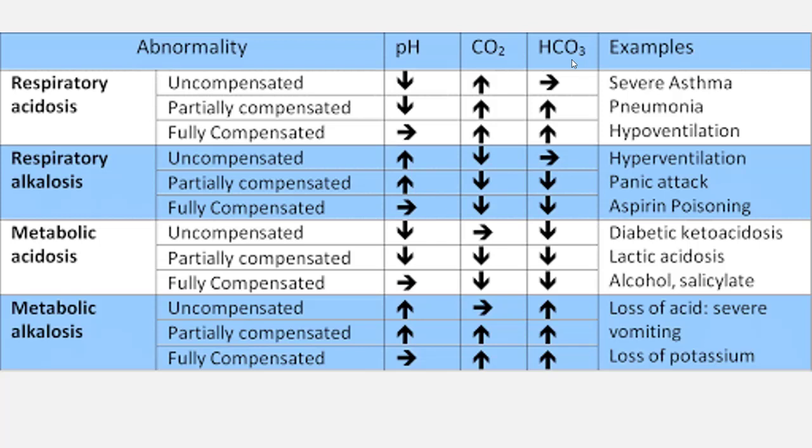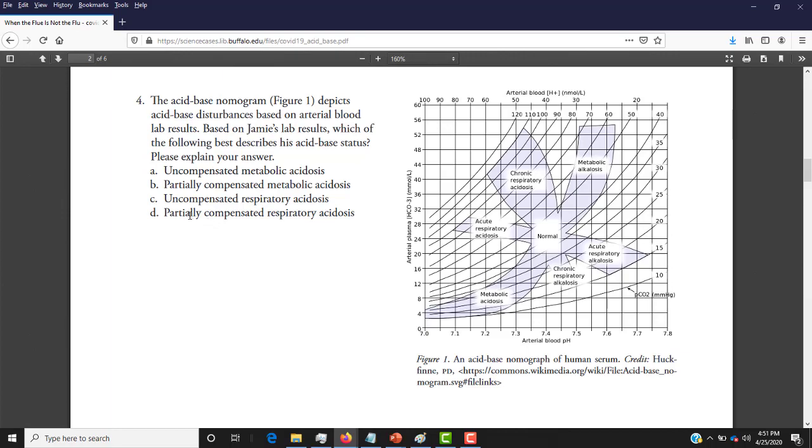Well, it's not normal for Jamie. His is elevated. So that means it's going to be partially compensated respiratory acidosis. So your answer for this one should have been D, partially compensated respiratory acidosis.